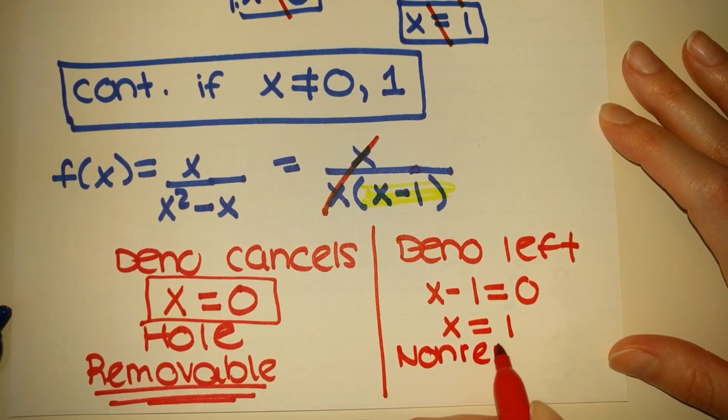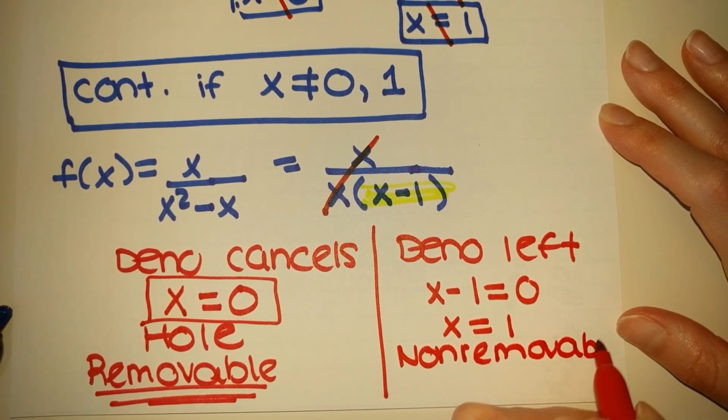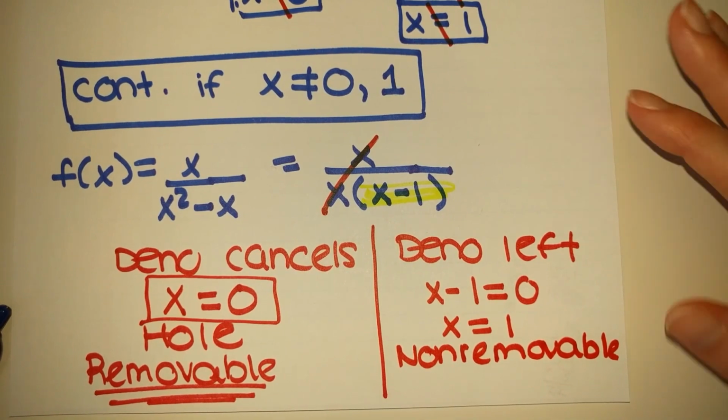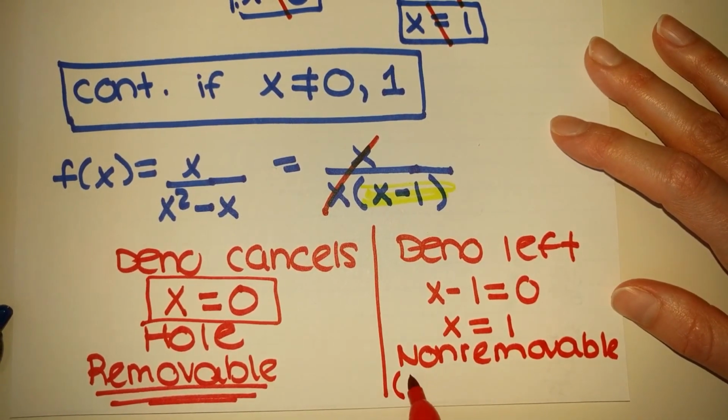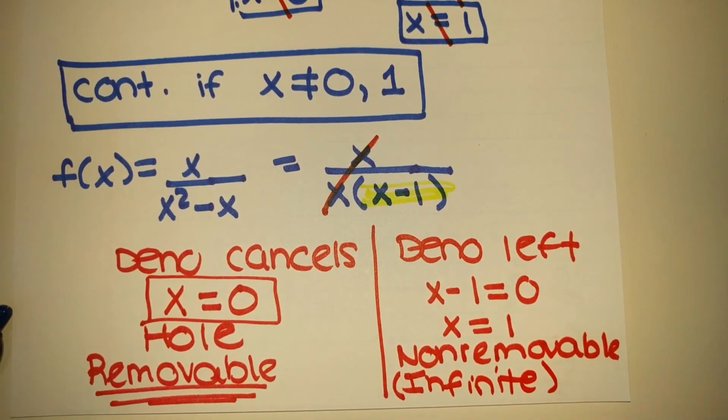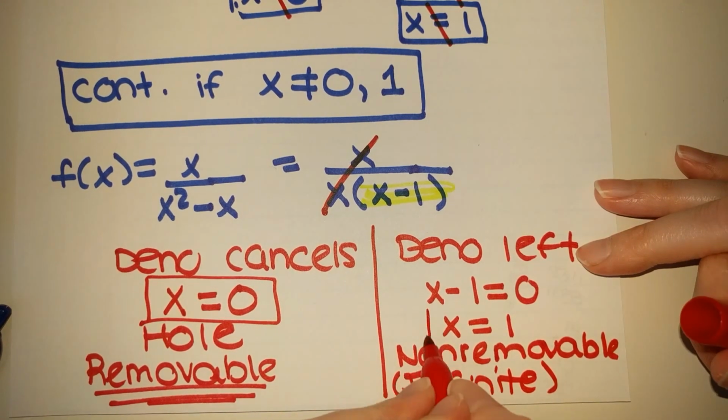And remember, that really means that we have a vertical asymptote, and so sometimes they'll refer to it as a non-removable discontinuity, or they will simply refer to it as an infinite discontinuity. And I really want you to know both. I want you to know that non-removable is the same as an infinite discontinuity, and that occurs at x is equal to 1.